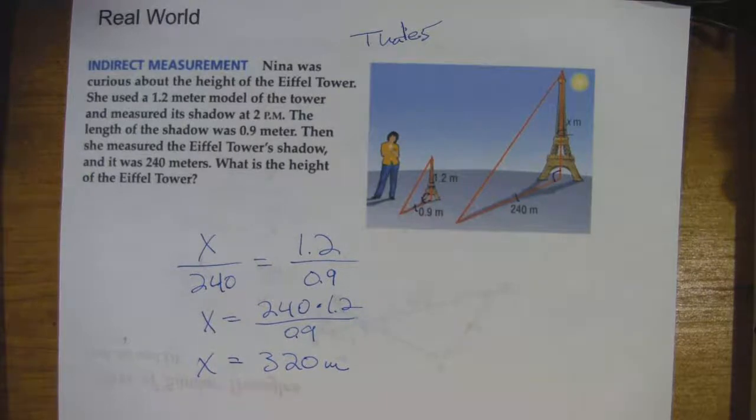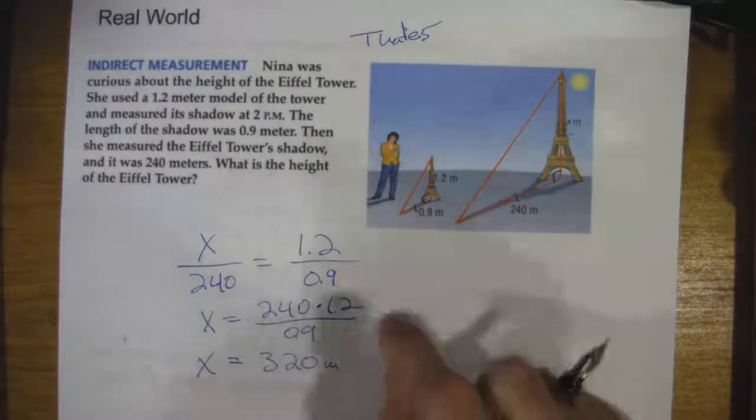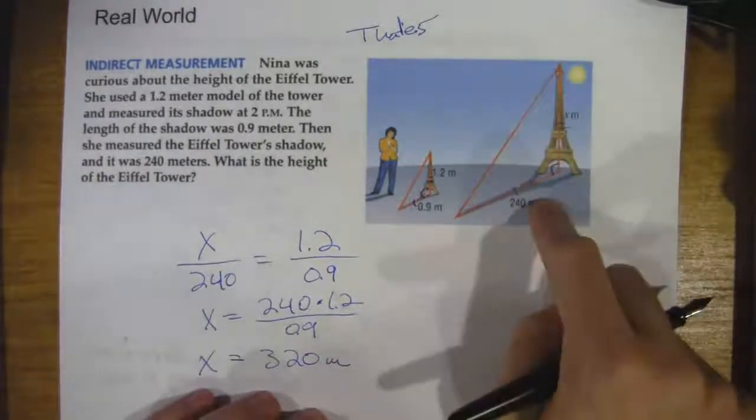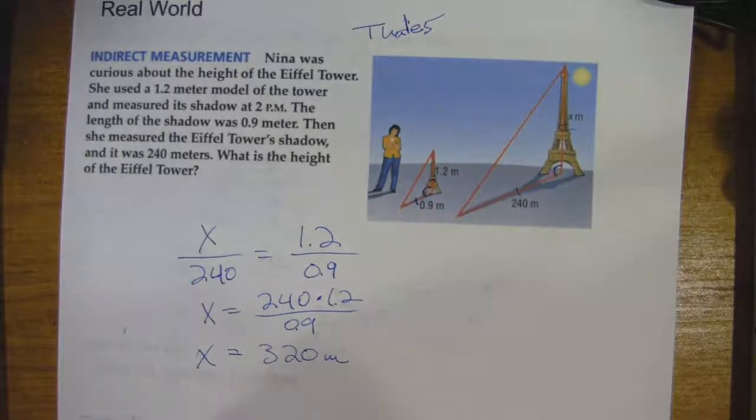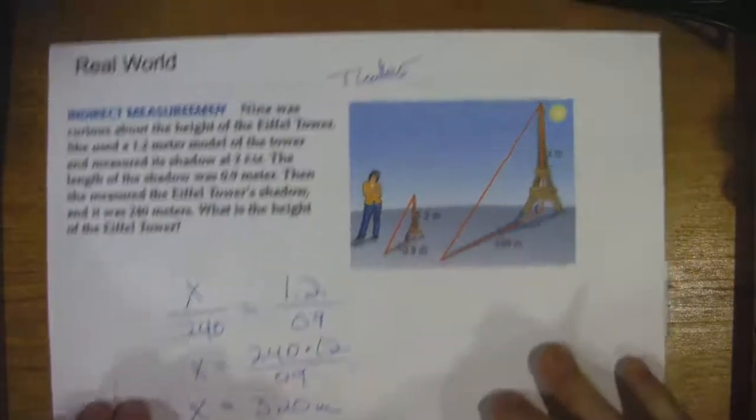I have no idea what the actual height of the Eiffel Tower is, but 320 meters is a long way up there. But again, anytime we have a situation like this where we're measuring shadows with the sun, we're going to assume that we've got these similar triangles. Or again, very, very close to similar, close enough for our work. All right, on we go.